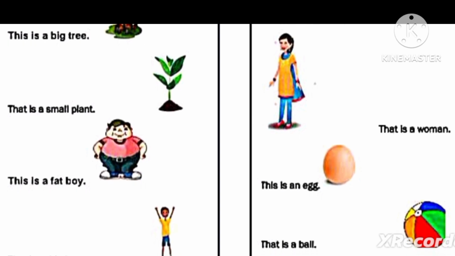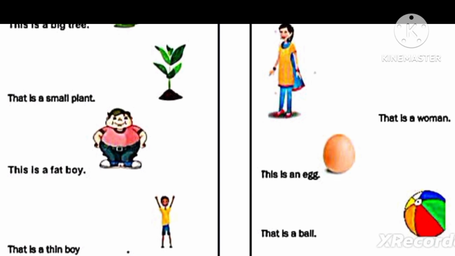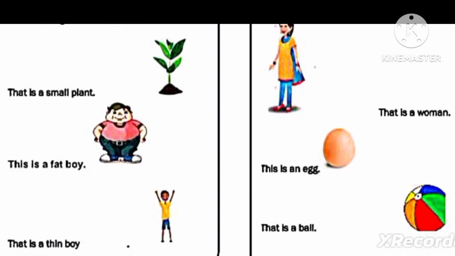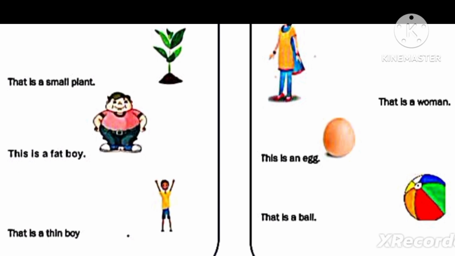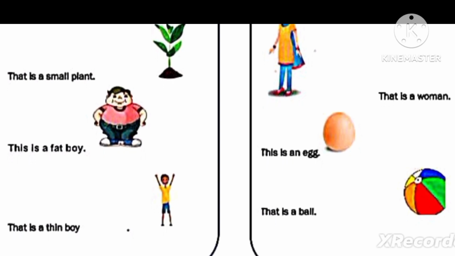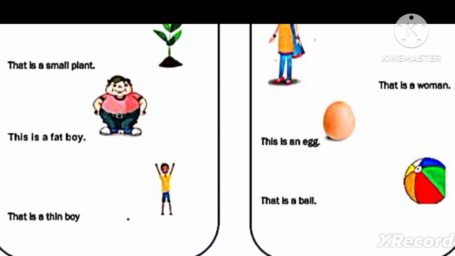That is a small plant. That is a woman. This is a fat boy. This is an egg. That is a thin boy. That is a ball.